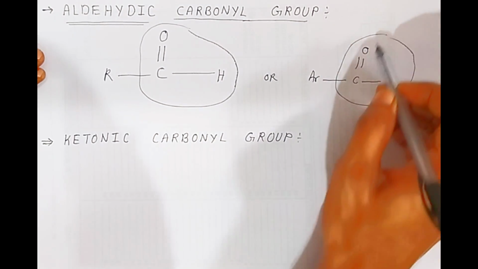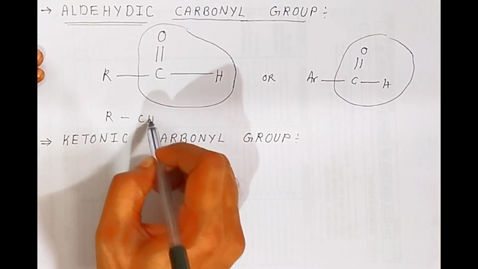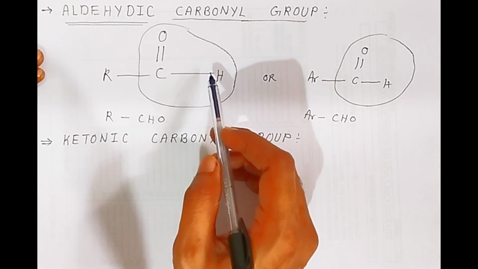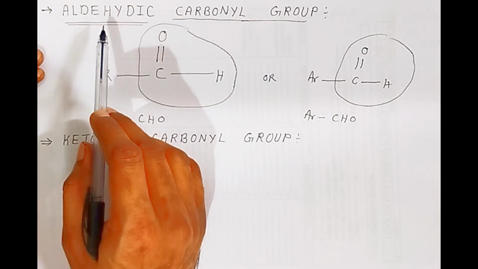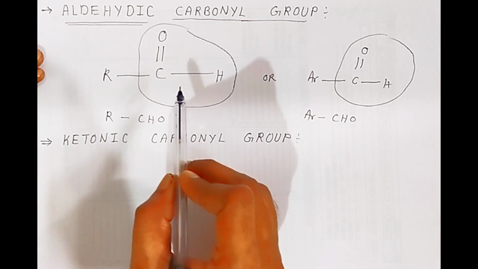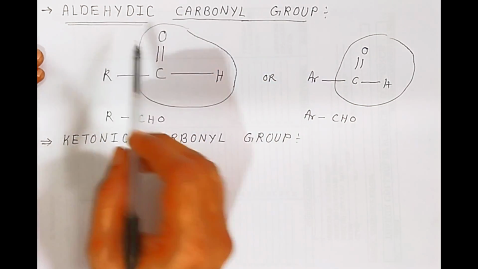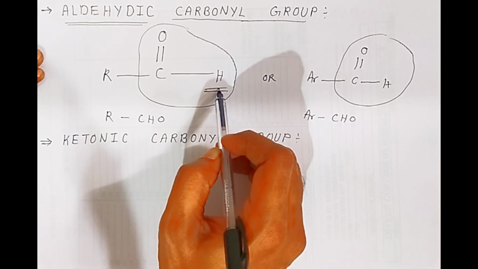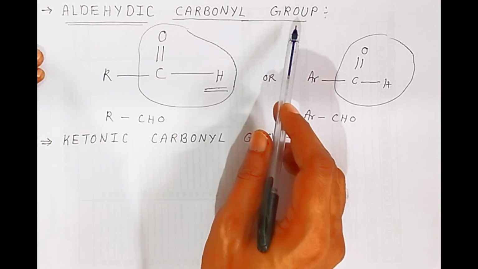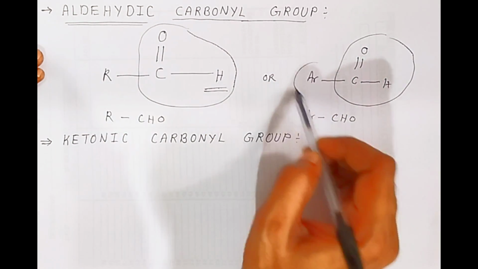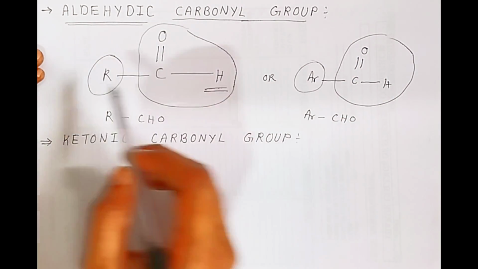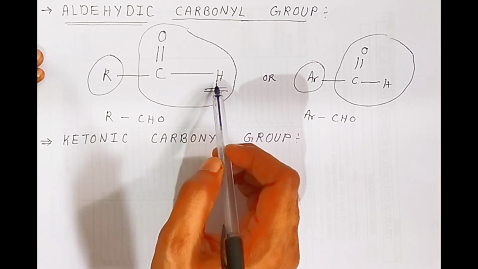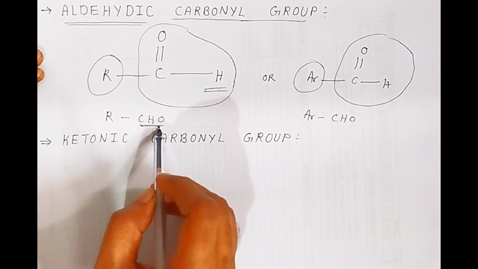In short, we call this RCHO. This is aromatic, so we call it ArCHO. Mostly they are present at the terminal of the organic compound. When you see the molecule, they are always present at the tip of the molecule. Of the 2 valencies, one is occupied by hydrogen. See, this hydrogen is very important, because of it we call it the aldehydic carbonyl group. One valency is alkyl or aryl, but the second valency should be fixed, that is hydrogen. If it is hydrogen, then only you can say this is the aldehydic carbonyl group.